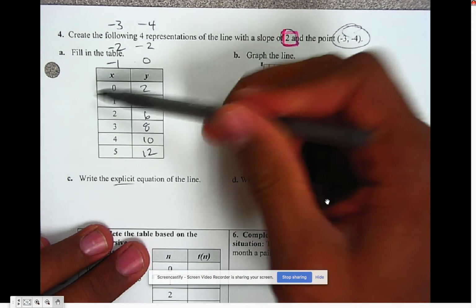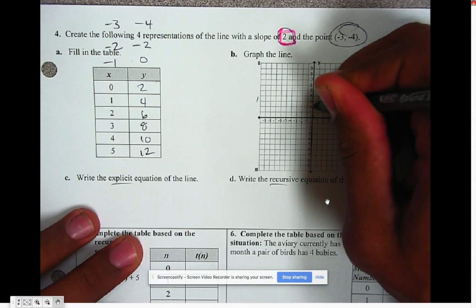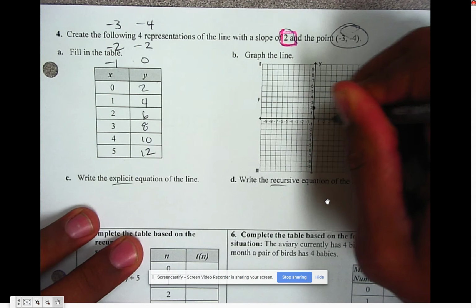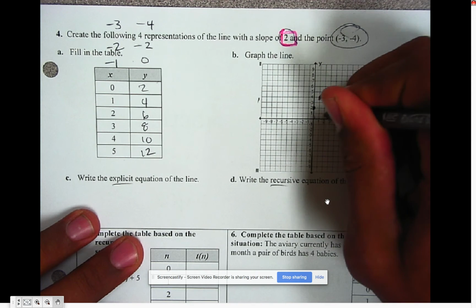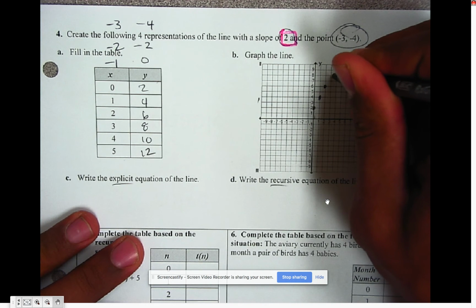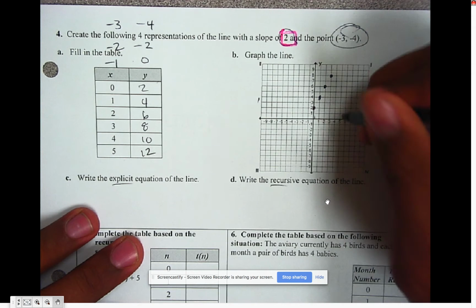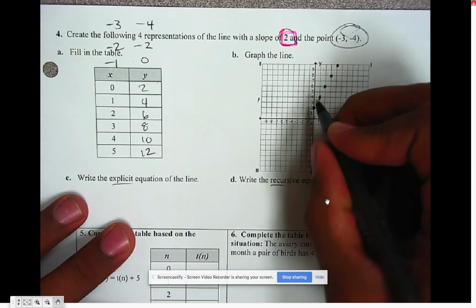So now I'm simply just going to graph these points. So (0, 2), (1, 4), okay, (2, 6), (3, 8), okay, and (4, 10). You notice (5, 12) won't fit, so that's okay. I'm just not going to put it there.